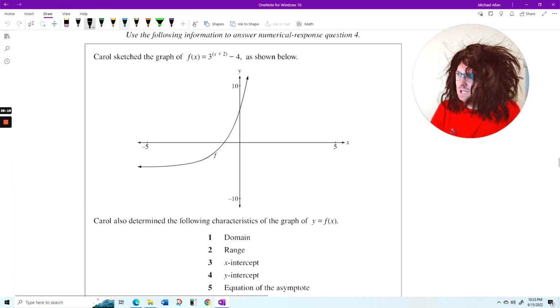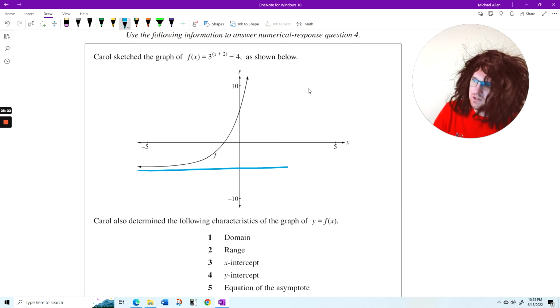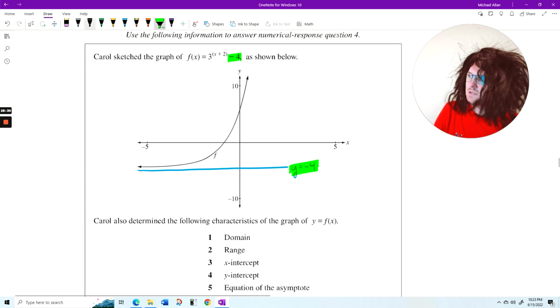So this is an exponential. So that means it has a horizontal asymptote. So in this case, the horizontal asymptote is y is equal to negative 4 because of this little piece here. So it has a horizontal asymptote. I'm going to write that down.